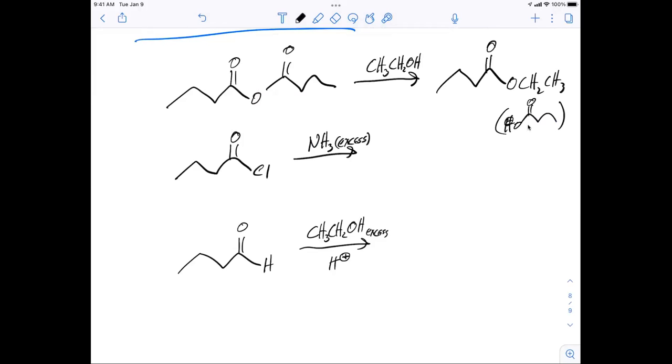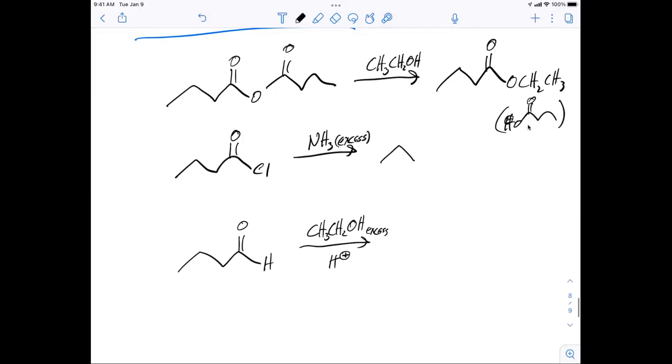Here we've got the second one. We have the chloride. Again, the chloride is very reactive, so we don't have to worry about adding acid or anything to promote this. And so adding the excess of the amine will give me the amide.